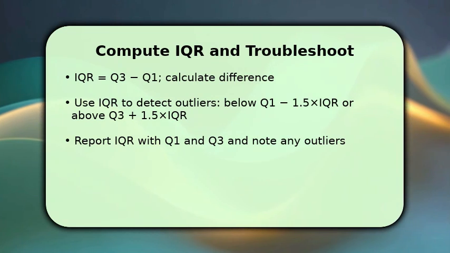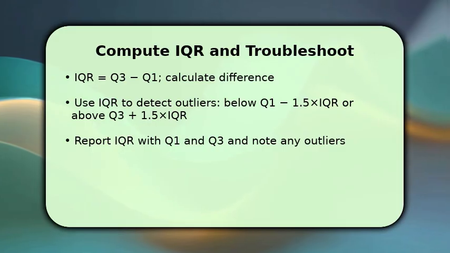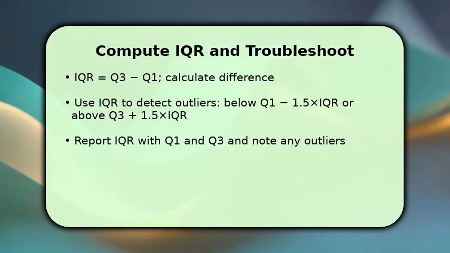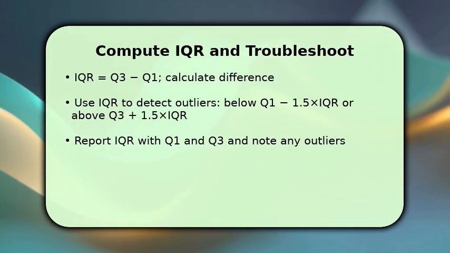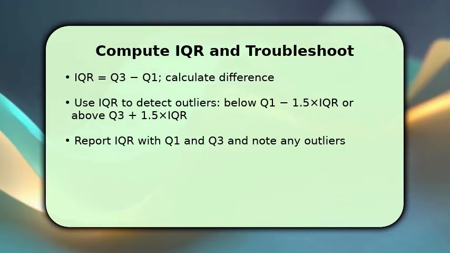Finally, subtract Q1 from Q3 to get the interquartile range. This value measures the middle 50% spread. Once you have IQR, multiply it by 1.5 and check for outliers below Q1 minus 1.5 times IQR or above Q3 plus 1.5 times IQR, because outliers can distort interpretation.